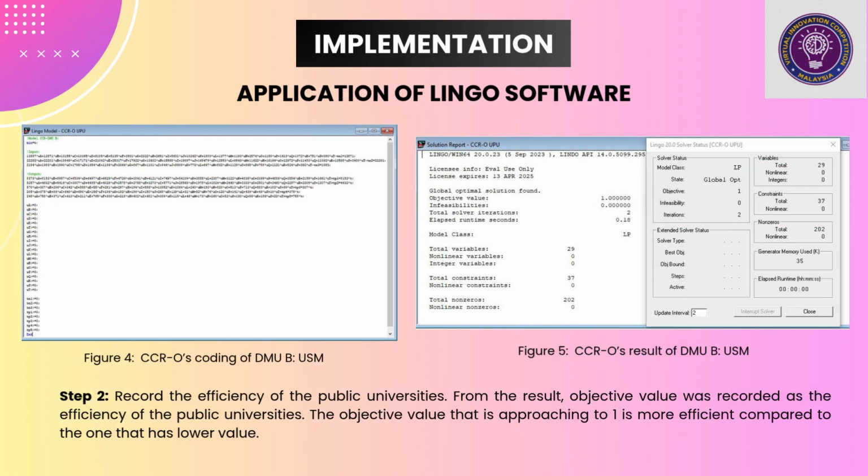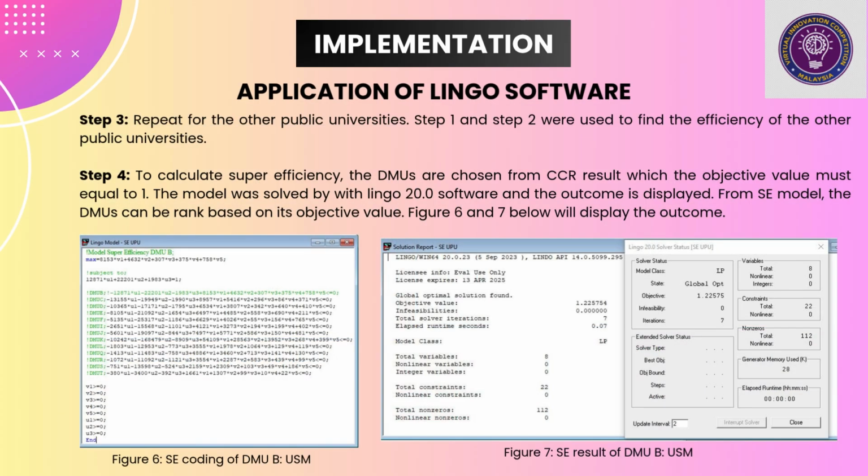Step 2. Record the efficiency of the public university. From the result, the objective value was recorded as the efficiency of the public university. The objective value that is approaching 1 is more efficient compared to the one that has a lower value. Step 3. Repeat step 1 and step 2 to find the efficiency of the other public universities.